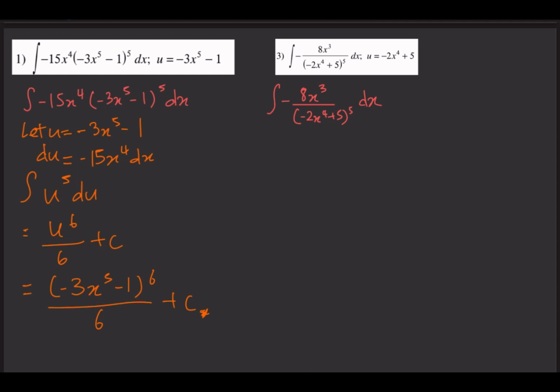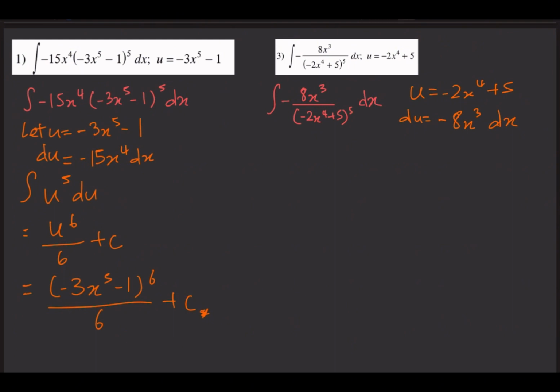Okay, they gave us the u. So, the u is always the heavier equation on the bottom. So, u equals, let me change the color, u equals negative 2x^4 plus 5, du equals negative 8x^3 dx.